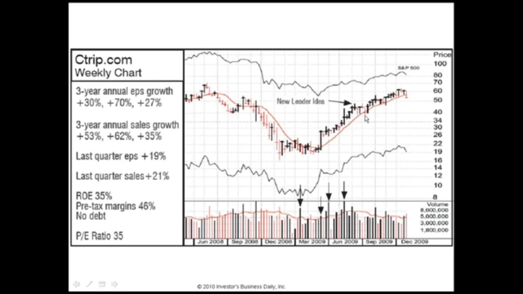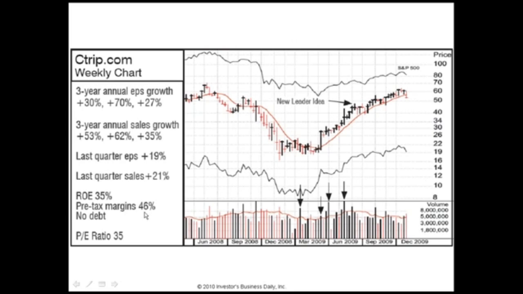Again, earnings are there, 30, 70, 27, 3 years, 53, 62, 35. Last quarter up 19, last quarter sales 21. Return on equity 35. I said to you earlier, we're looking for 25 to 50% return on equity. Pre-tax margins 46. Look at that. How many companies make 46% before tax margins? How many companies make 35%? So what you're looking for is the top 1 or 2% of the stocks in the market.